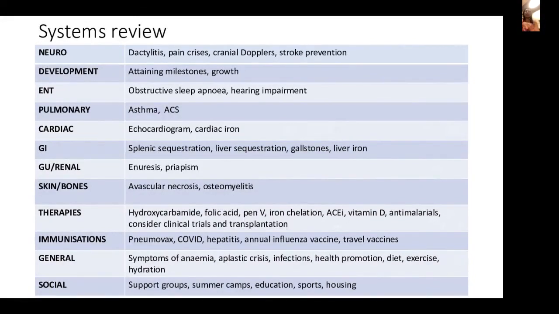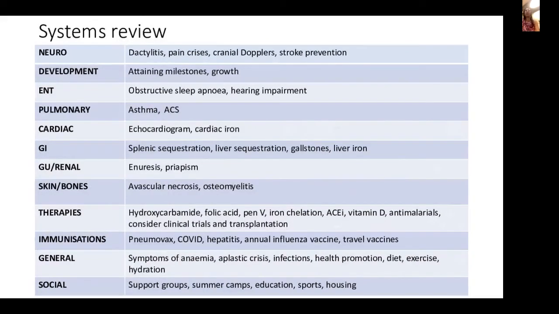Usually in later childhood you'll be doing echo, and if they're on blood transfusions, then you need to look for iron overloading after a period of transfusion. And then in children, they're more likely to get splenic sequestration because their spleen is still normal size. It's only throughout childhood that it autosplenects, so it's usually in the first 5 years that they're at high risk of splenic sequestration, and they can just literally crash.